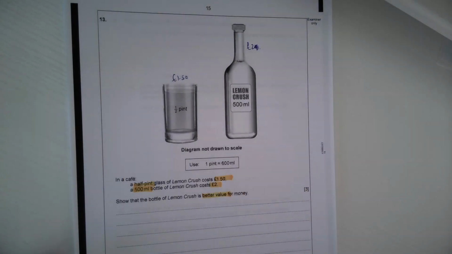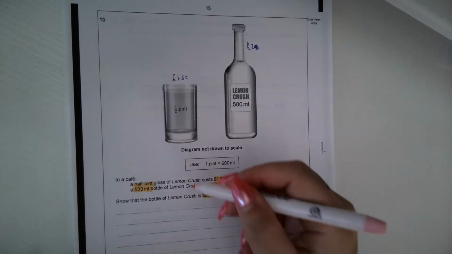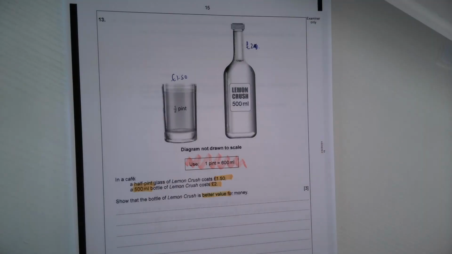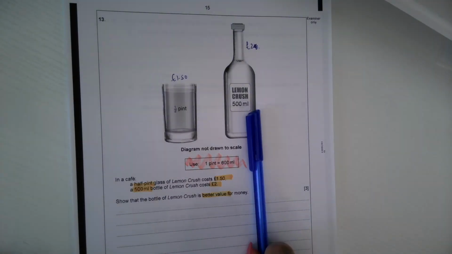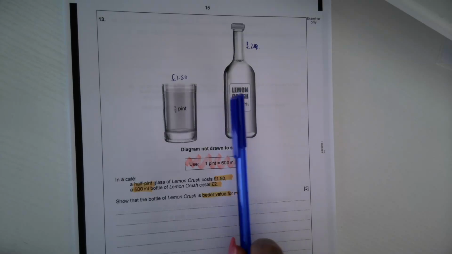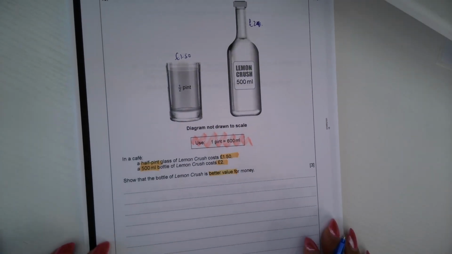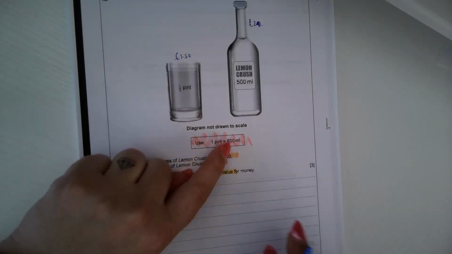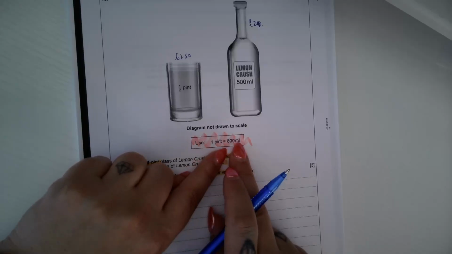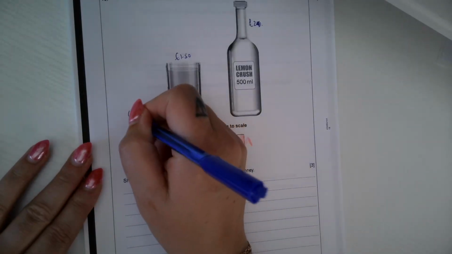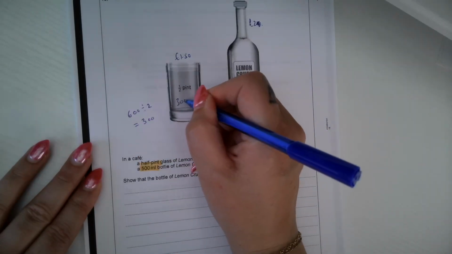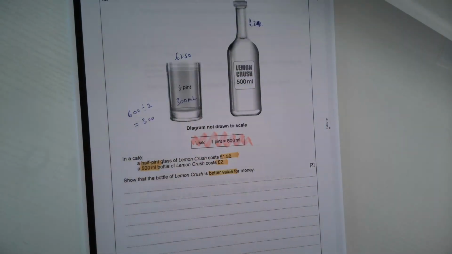And we've got a scale here that we can use to convert, guys. So we can use 1 pint is equal to 600 millilitres. So at the moment we've got millilitres and pints. We need them both to be in the same unit for us to be able to compare those values. So I'm going to convert half a pint into millilitres. Well, 1 pint is 600 millilitres, so half a pint must be half of that. 600 divided by 2 is 300, so that's 300 millilitres.